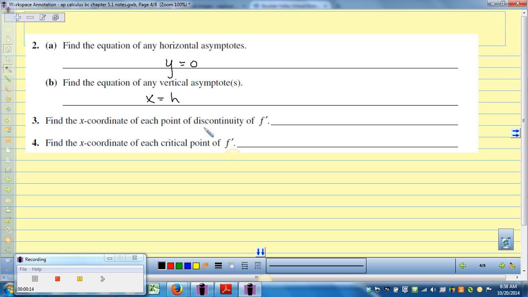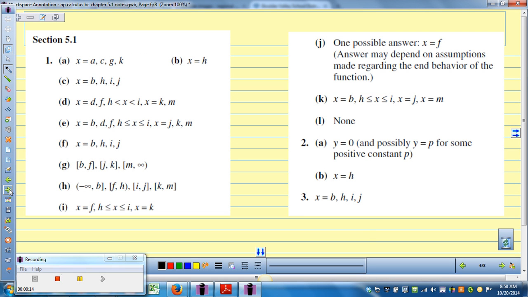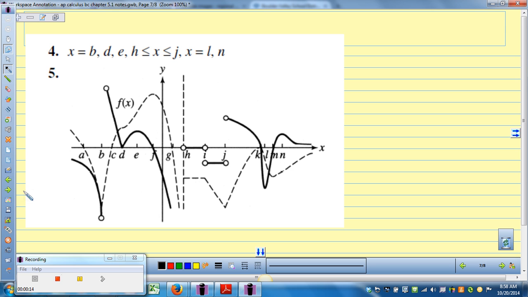Find the x-coordinate of each point of discontinuity of f prime. Well, I had to sketch f prime to think about these. Just made it easier for me. So let me show you the solution to the f prime graph, which is here. Now, I don't care what your concavity is on these right now. That's not what we were looking for. We just want the general trend. So check your answer to number 4 and to your graph. Any questions on these?